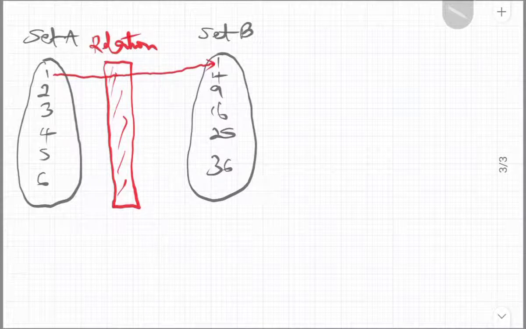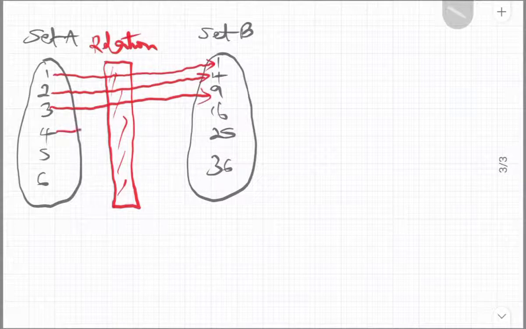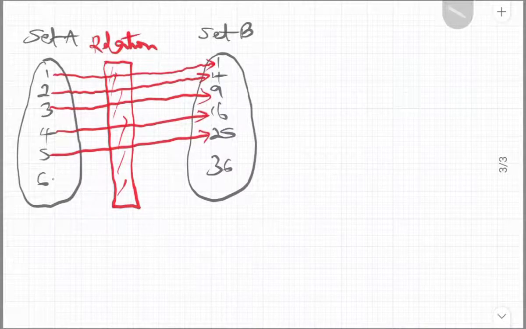It works in such a way that each element in A corresponds to a particular element in B. 2 is associated with 4, 3 with 9, 4 with 16, 5 with 25, 6 with 36. So this mathematical machine takes in an element from set A, refines it, and brings out an element in set B. This mathematical machine is called a function.